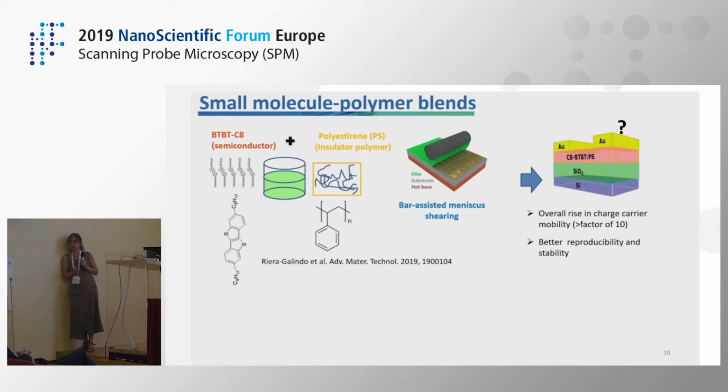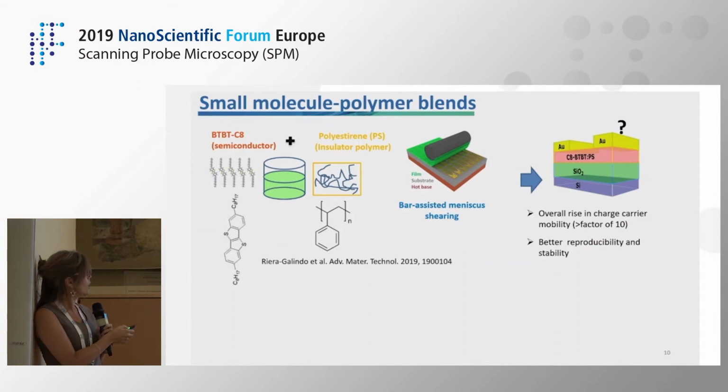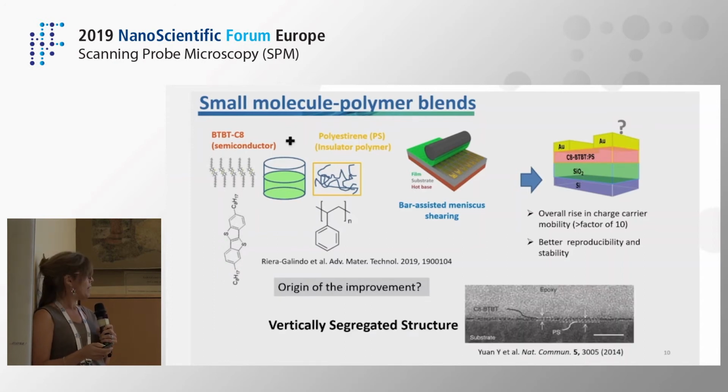BTBT-C8, which is one of the organic semiconductors with the highest reported field effect mobility in p-type transistors, is this molecule here with these two alkyl chains, in combination with polystyrene. So what is the origin of all this improvement in the field effect mobility and in the reproducibility and stability of the devices? It has been proposed that the origin of the improvement is related to the stratification that arises spontaneously during the solvent evaporation, giving rise to the formation of a vertically segregated structure.